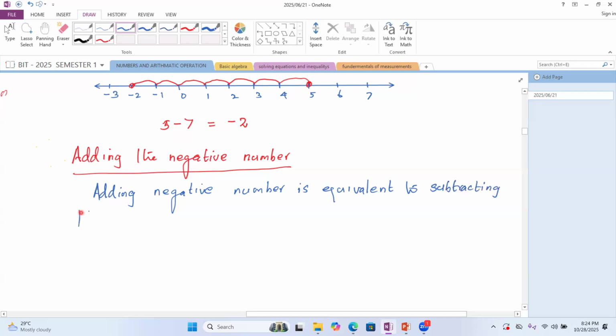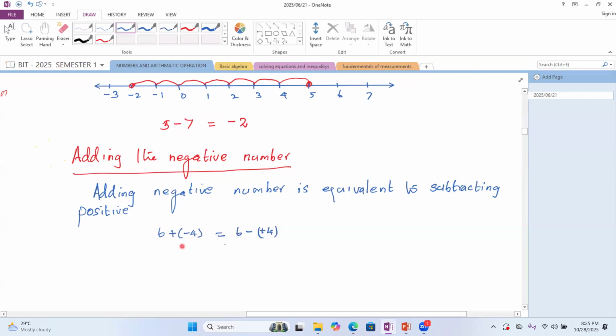Subtracting positive numbers, for example 6 minus 4, can be written as adding negative numbers. Adding negative numbers can be written as subtracting positive numbers.